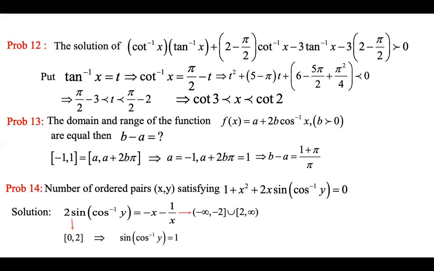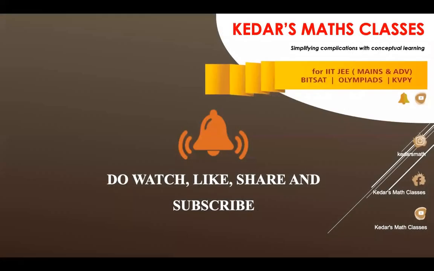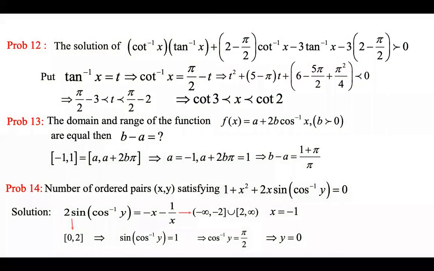Means 2 sine of cos inverse y is 2, so sine of cos inverse y is 1. That is possible when x is equal to -1 only. x equal to -1 is the only solution. At this instant, cos inverse y is equal to pi by 2, meaning y is equal to 0. So the only ordered pair which will satisfy that equation is (-1, 0). Right? So these are the solutions.